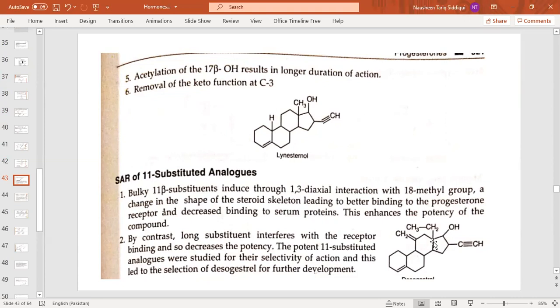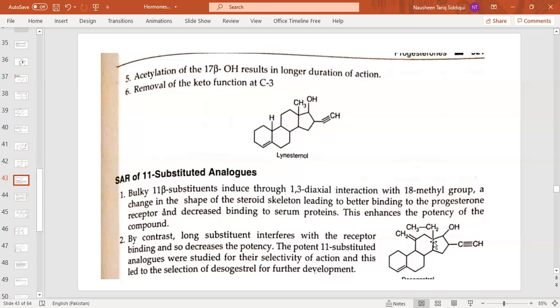और जहां भी आप बिगर ग्रुप करते हैं तो वो certain times या तो रिसेप्टर बाइंडिंग को रोकता है या certain times उसकी बेटर भी होती है। यहाँ पे जब चेंज किया गया तो प्रोजेस्टेरोन की बेटर बाइंडिंग आई और decreased binding to serum protein के साथ भी आई। This enhances the potency of the compound.